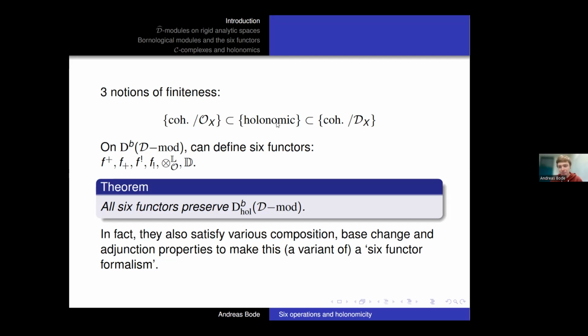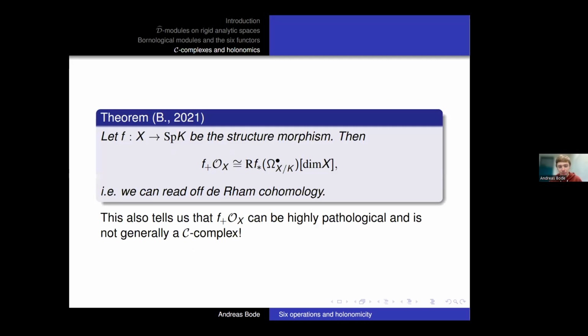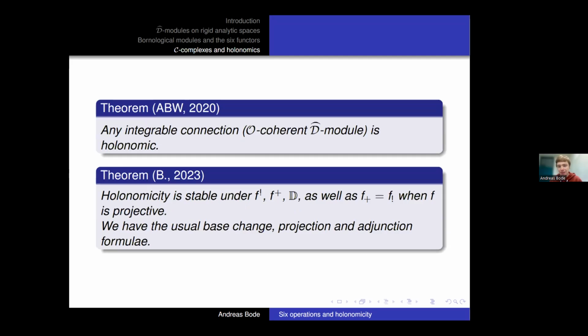But I mean, you did say that if you took direct image of the structure sheaf, you got out of the category. Yes. In general, holonomicity is not going to be stable under arbitrary direct image, but it is going to work whenever f is projective. I think proper is also fine, but I haven't proved that yet.